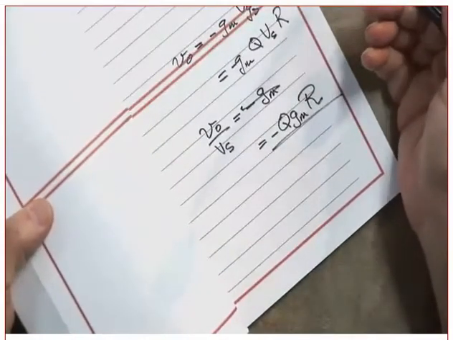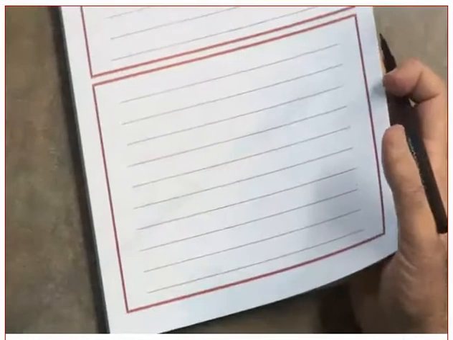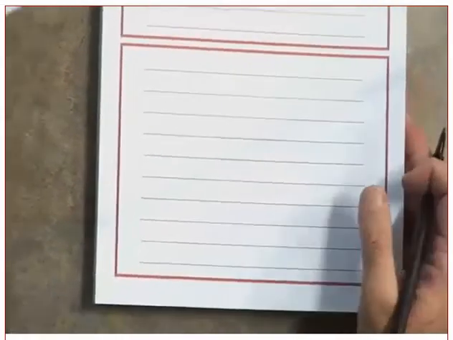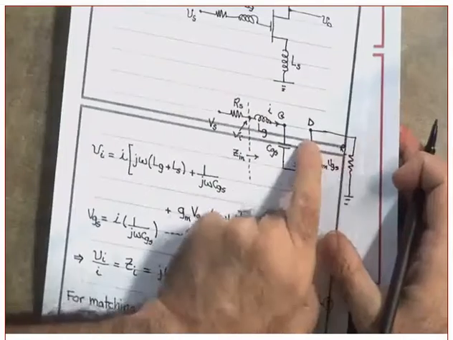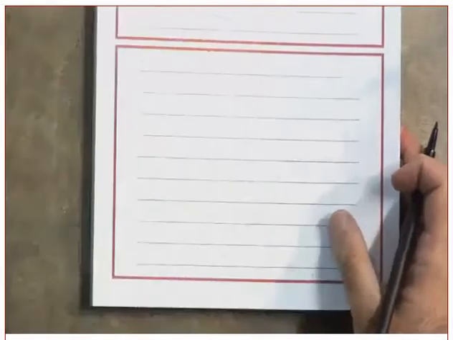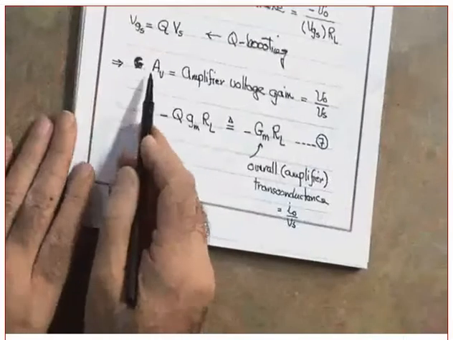What's V naught? Is it the voltage at RL? V naught is the voltage at the output. Yes, it is the voltage across RL, and this is RL. And what is the current here? It's minus GM VGS. And what is VGS? VGS is QVS. Clear? So I ended up with what?